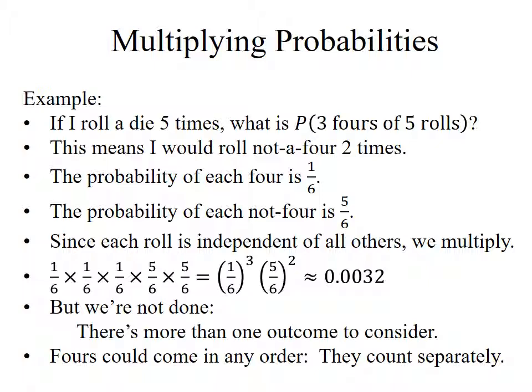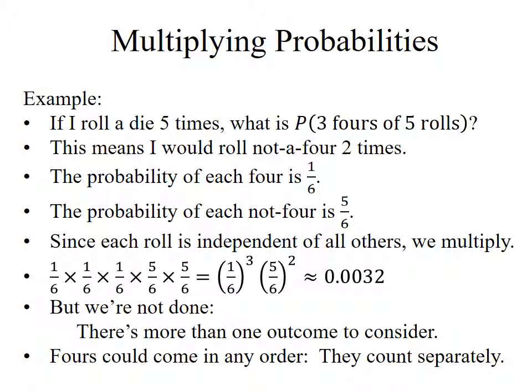So, what are these probabilities? The probability of each success, each 4, is 1 out of 6. It's an ordinary 6-sided die. The probability of each not 4 is everything else, 5/6. Since each roll doesn't influence any other roll, they're all independent of each other, we can multiply these together. I got 3 4s, so I have 3 1/6s, and then I multiply by 2 5/6s. So 1/6 times 1/6 times 1/6 times 5/6 times 5/6, or 1/6 to the power of 3 times 5/6 to the power of 2. Multiply all that out, and I get 0.0032.